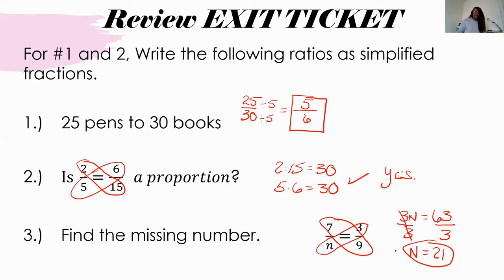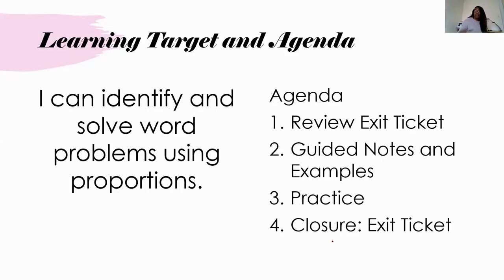Now, if you notice the 3 and the 9 have the same divisibility of 3. So if I multiply 3 times 3, it gives me 9, which means if I multiply the 7 times 3, it should give me 21. Just another way to look at it. So this is what we're going to do today.